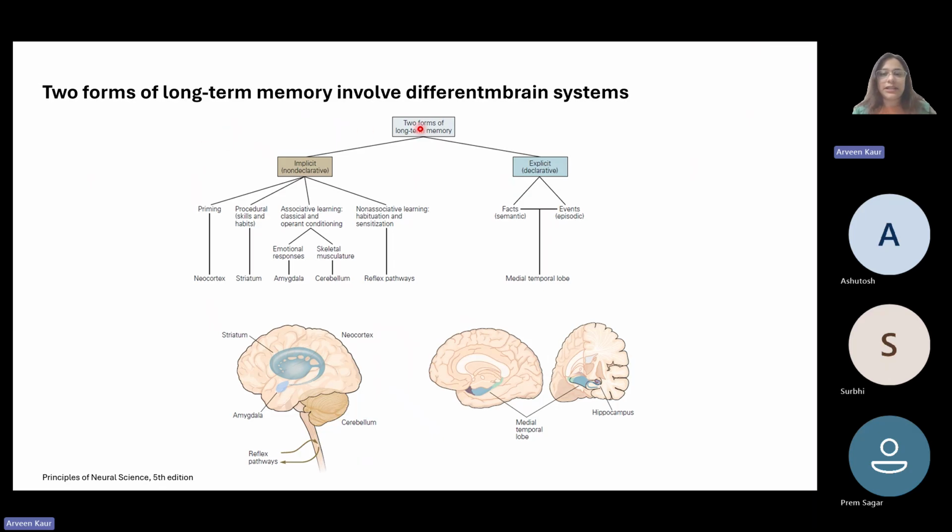Then there were two forms of long-term memory that we saw. One was implicit or non-declarative, and the other was explicit or declarative. Then there were various regions in the brain associated with each of these subtypes of memories. For priming, the neocortex was responsible. For procedural, the striatum in the hippocampal region. Then associative learning: if it is related to emotional responses, then the amygdala, the center for fear and emotion; or if it is related to skeletal musculature, then the cerebellum. For non-associative learning, such as habituation and sensitization, the reflex pathways might be involved. Similarly, for explicit, both semantic and episodic memory, related to either facts or events, the medial temporal lobe is responsible.